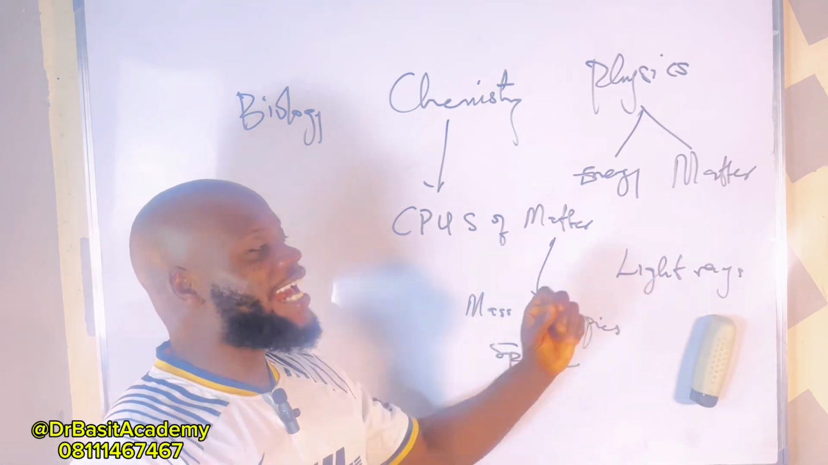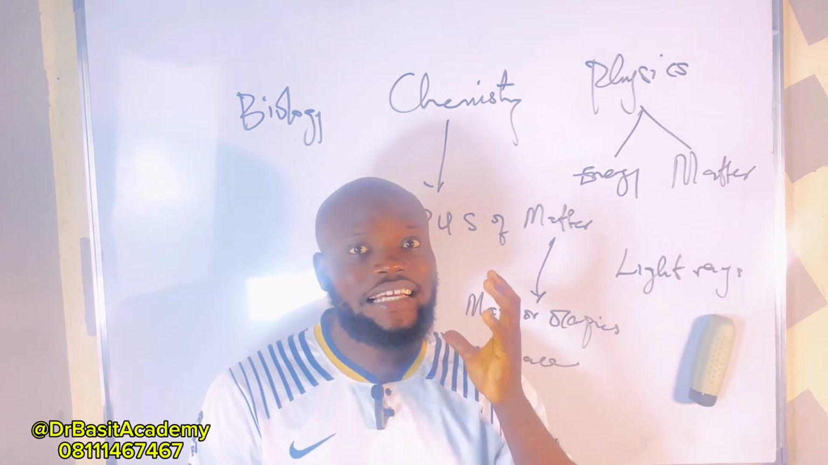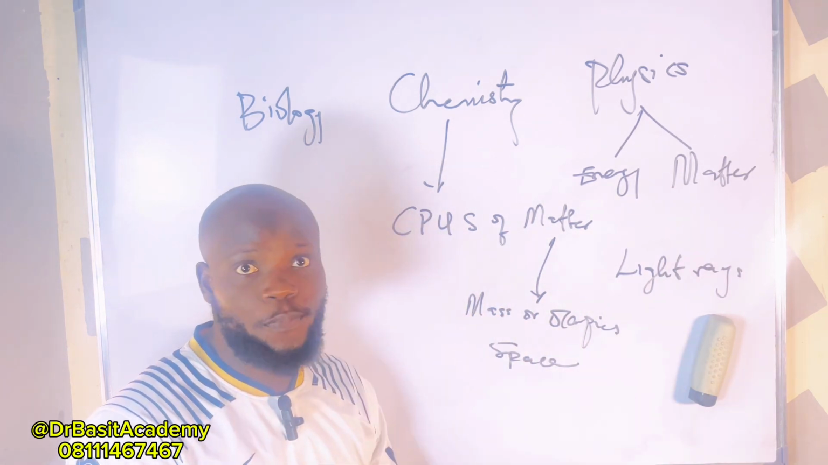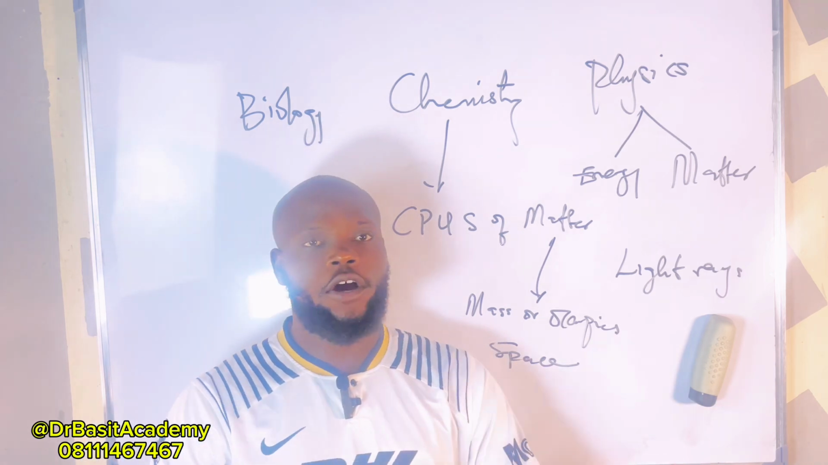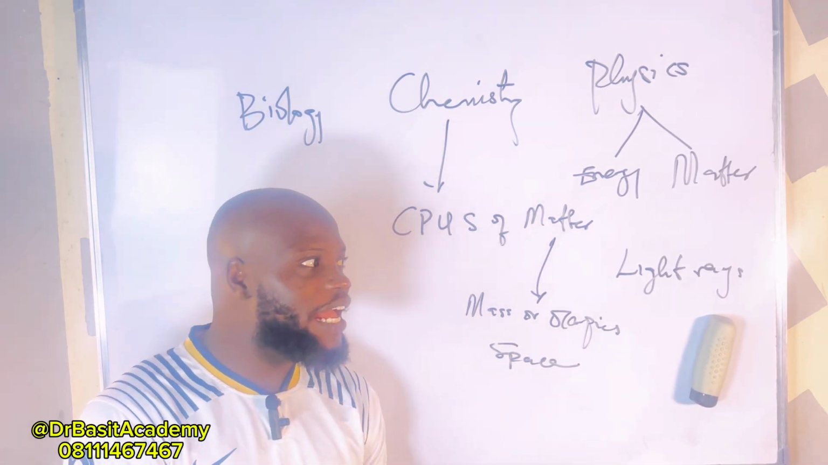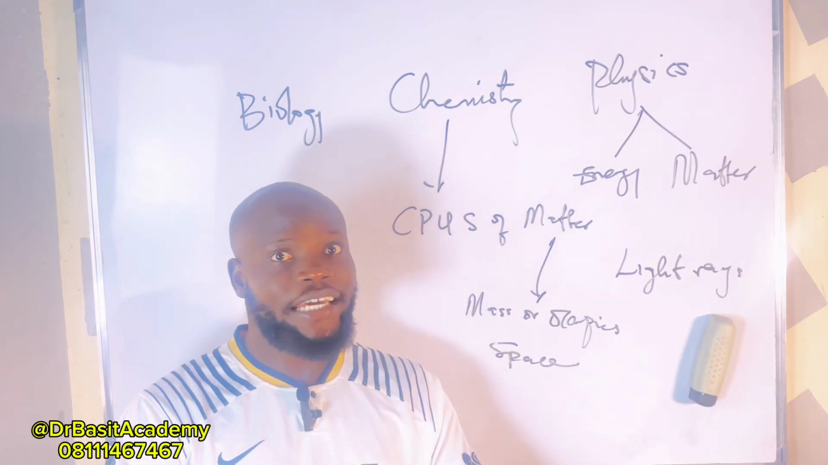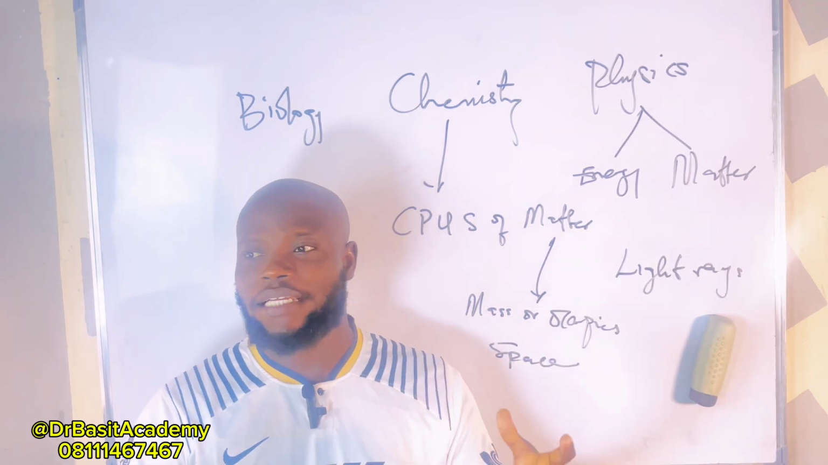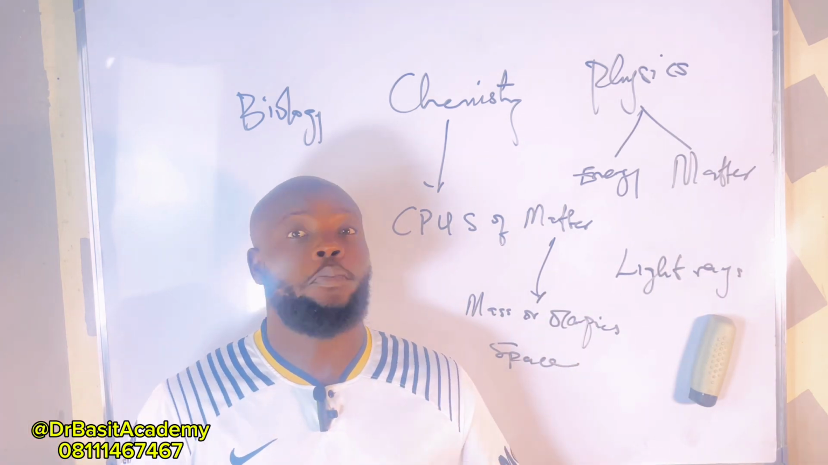So light rays is not matter. Do you understand? Because light rays do not occupy space. They don't have mass and they do not occupy space. This is an enclosed room. No matter how many lights I put on here, there is no point where the lights will no longer contain this room just because it's much.